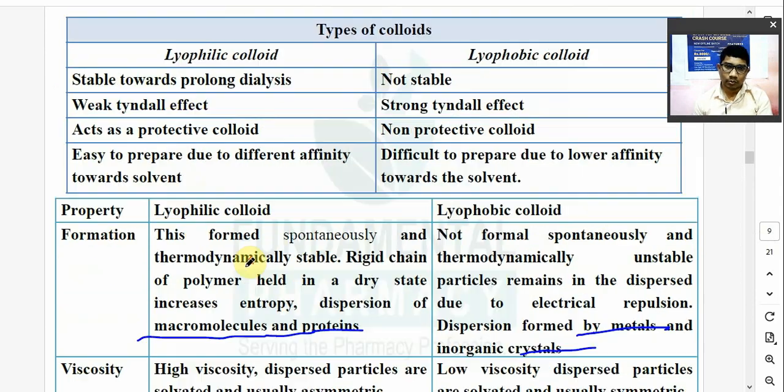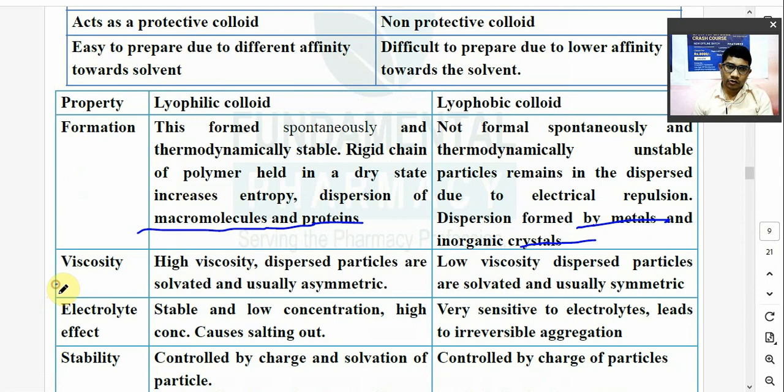Now for viscosity, lyophilic colloid will have higher viscosity. Dispersed particles are highly solvated and usually asymmetric. Sorry, in case of lyophobic colloid, they will have low viscosity. Viscosity will be lower here. Dispersed particles are poorly solvated and usually symmetric.